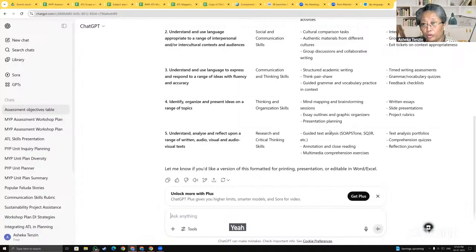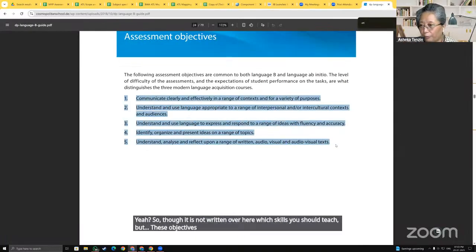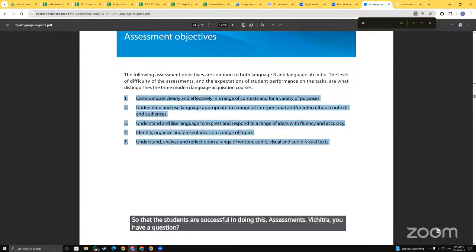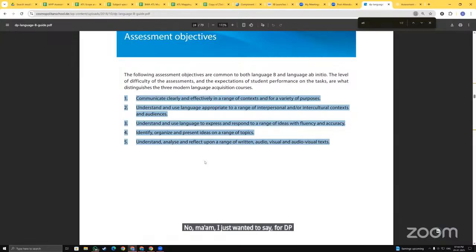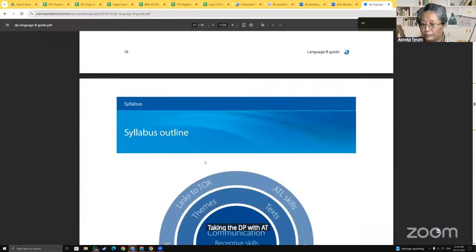Though it is not written over here which skills you should teach, these objectives need to be taught and these will be assessed. So what are the skills that are required so that the students are successful in doing these assessments? Vichitra, you have a question? No, ma'am, I just wanted to say for DP, it's given in the ATL guide, page 24. Teaching the DP with ATL in mind.